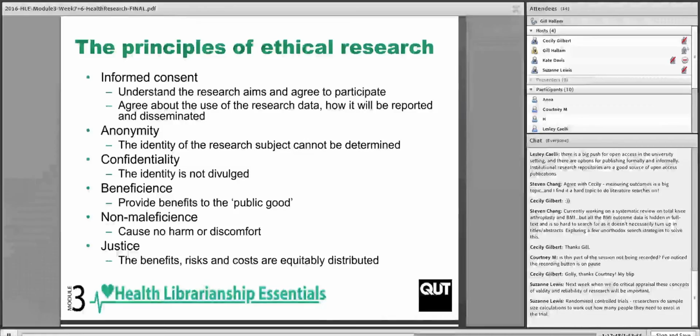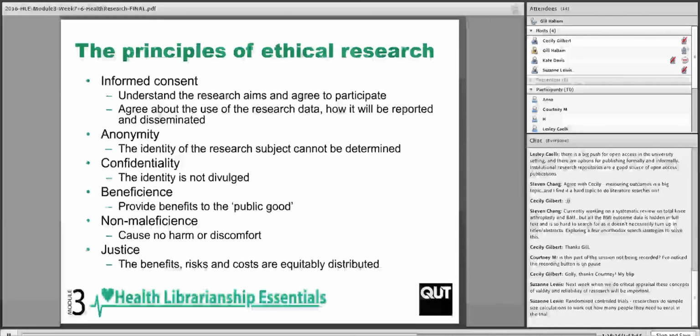Time's running out because I really want you to get onto the study design area. Ethical research is very, very important. The whole concept of informed consent, anonymity of the research subject, the confidentiality that the identity is not divulged, and ensuring that the benefits go to the public good and cause no harm or discomfort. Those are really, really important things.